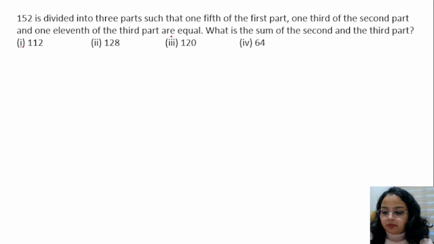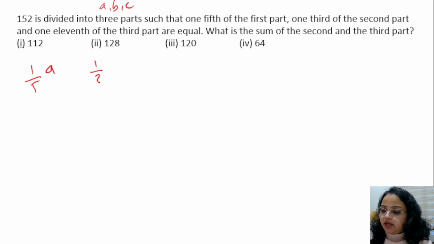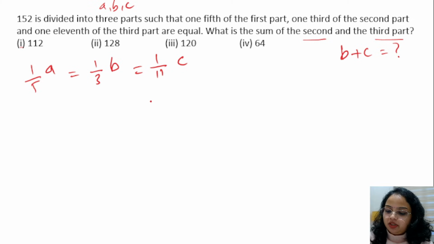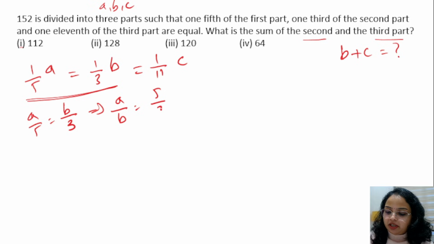152 is divided into three parts such that 1/5 of the first part, okay, we will assume the three parts as A, B and C. 1/5 of the first part and 1/3 of the second part and 1/11 of the third part, these three are equal. What is the sum of the second and third part? We have to find what is B plus C here. Now here we will take these two terms. It is A by 5 is equal to B by 3. What is A by B here? It is 5 by 3.